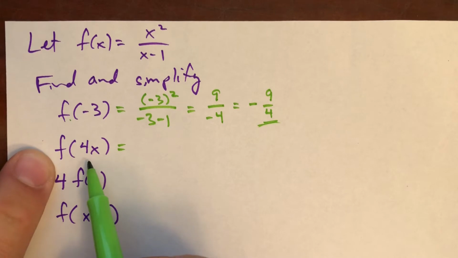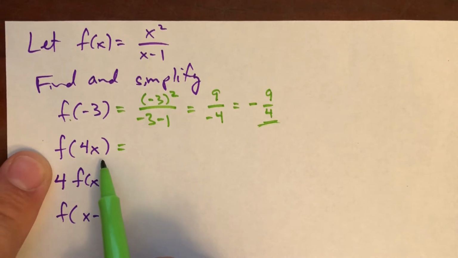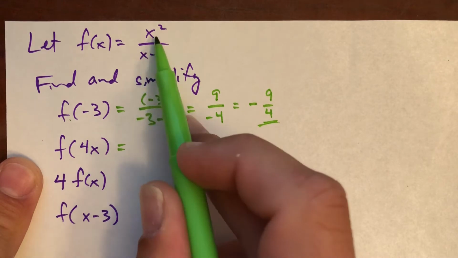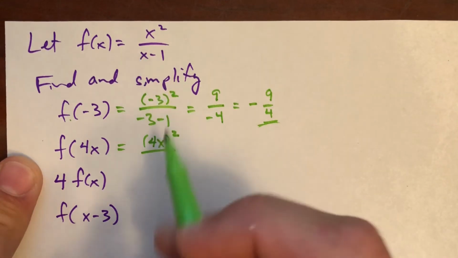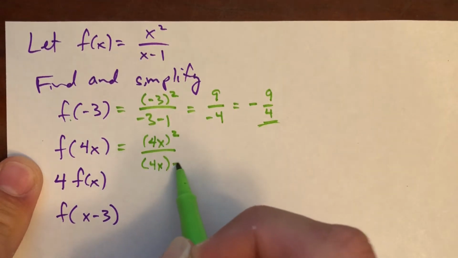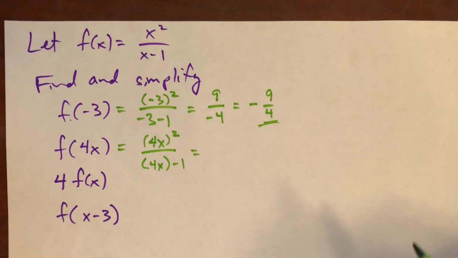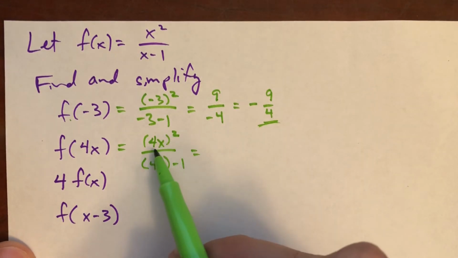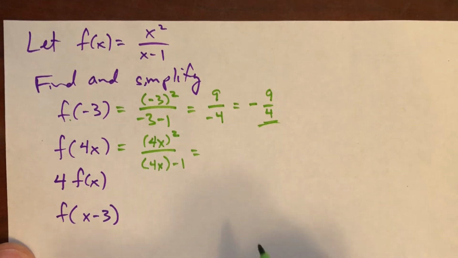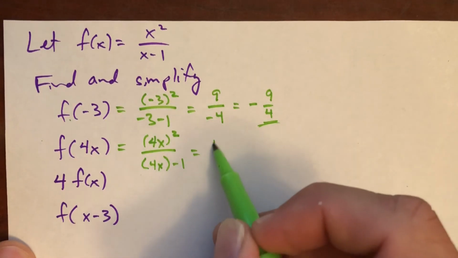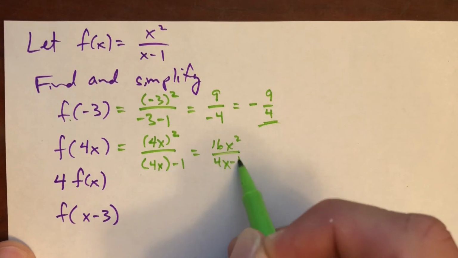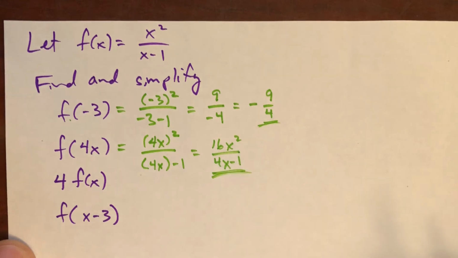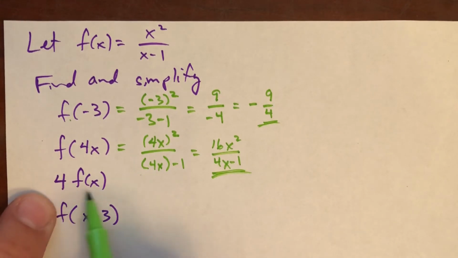So now we've got f of 4x. We're going to just put 4x everywhere we see x in f. So we put 4x in the numerator and square it, and we've got 4x in the denominator, and we simplify. When we square a product, we know we're going to square both of the factors of that product. So we've got 4 squared, which is 16, x squared, which is x squared, and then down on the bottom we've got 4x minus 1, and we are done.